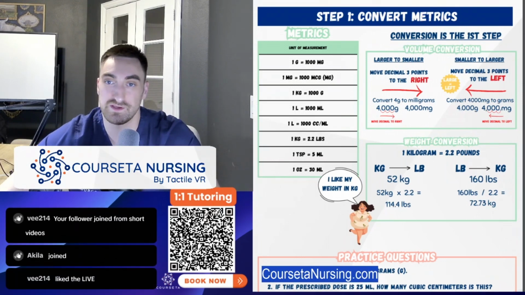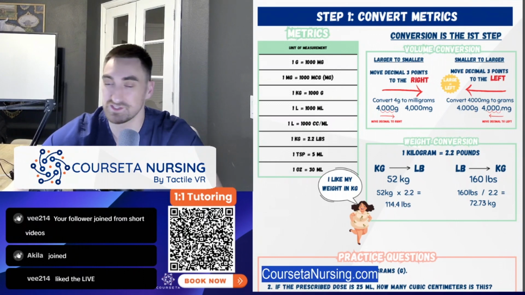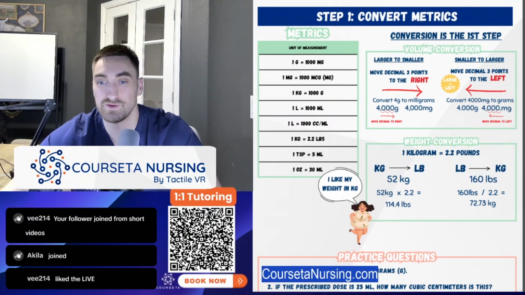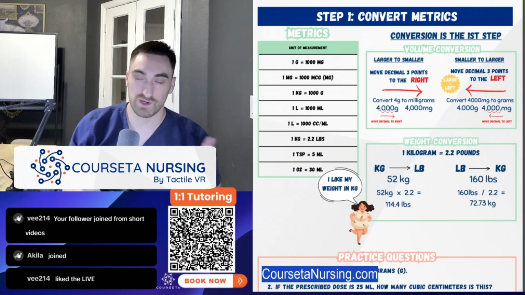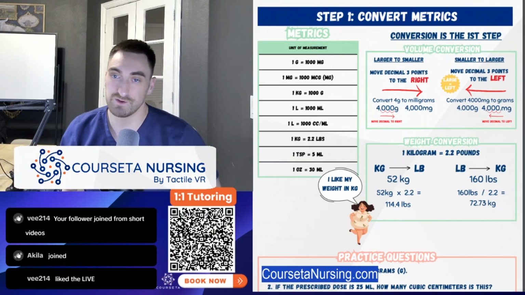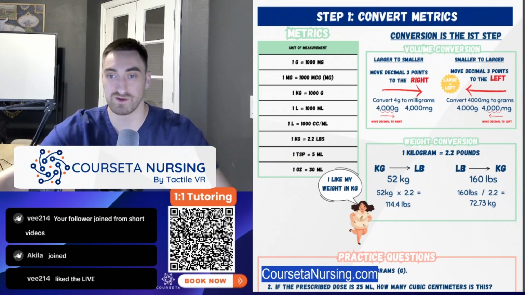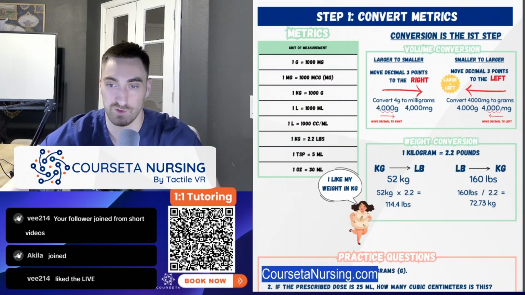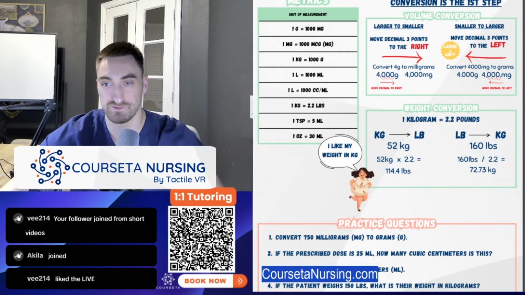So this is always the first step with dosage calculation. Because if what you have is not matching up with what they want dosed, then you always want to convert first before you even start putting numbers into a formula, of course. So that's always the first step.